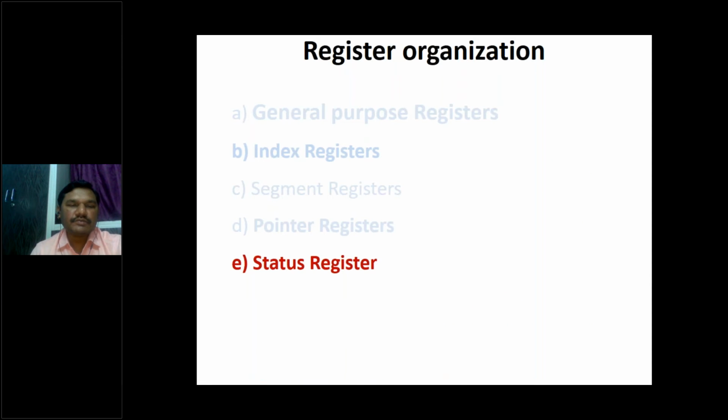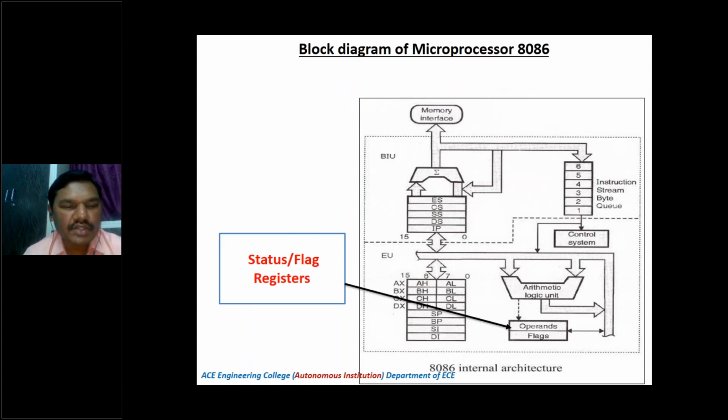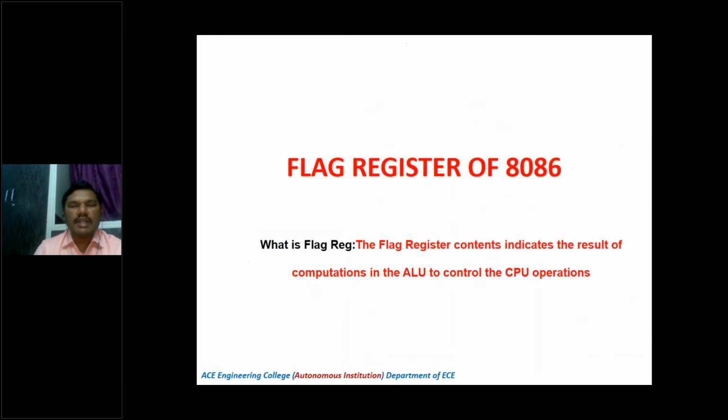Okay, and the status register. So what is the status register? The status register is also called the flag register. Whenever you perform some operations, it may generate a carry, borrow, overflow, sign bit, negative values, like that. How will it be identified? By using the status or flag register. And what is a flag? The flag register contents indicate the result of computation in the ALU to control the CPU operations. This is called the flag register.